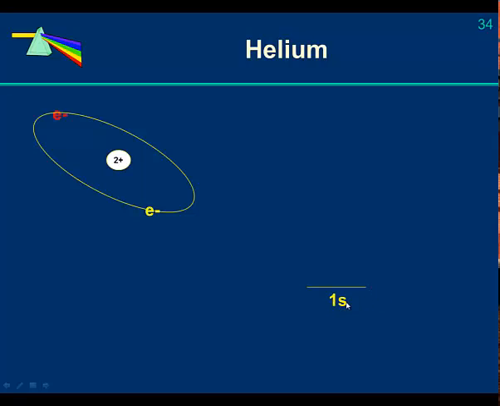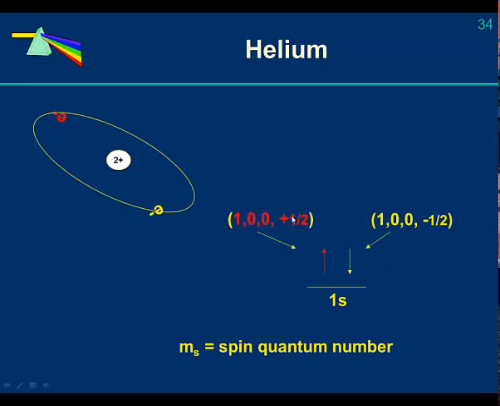So I picked the 1s orbital for helium. It only has 2 electrons. And if we start out with the first 3 quantum numbers, N, L, and m sub L, we see that both of our electrons have exactly the same address. And that's what this represents. It's just an address. But if we take one electron and spin it one direction and the other electron and spin it the other direction, we now have a 4th quantum number, which gives each of our electrons a unique address.